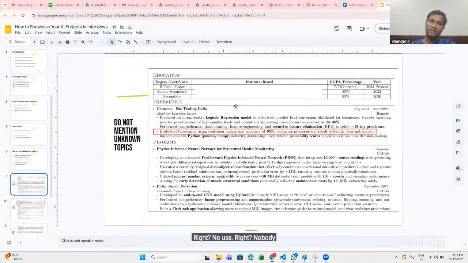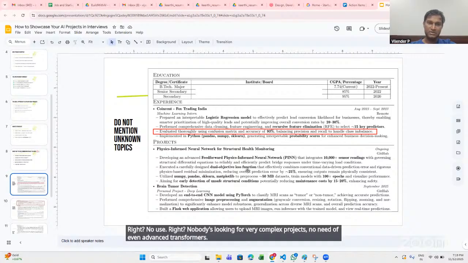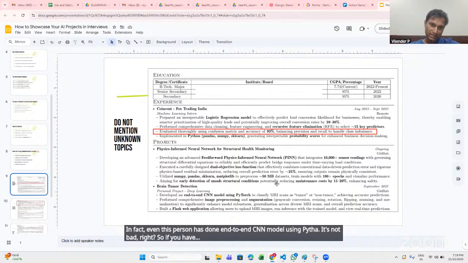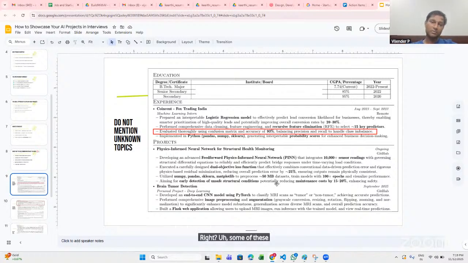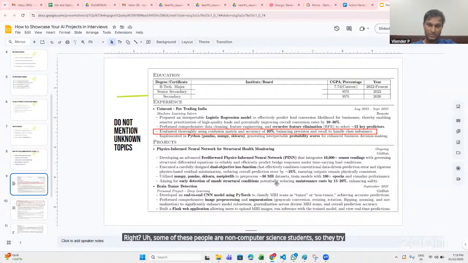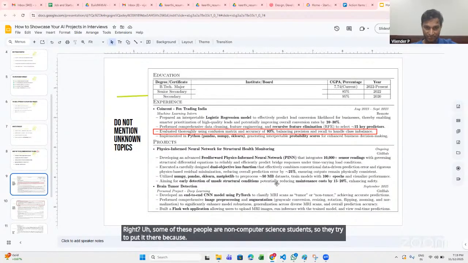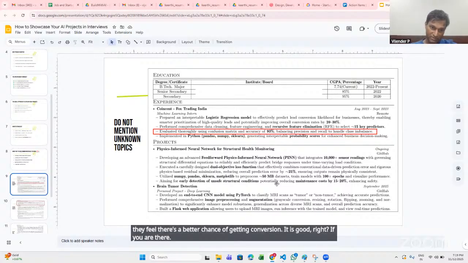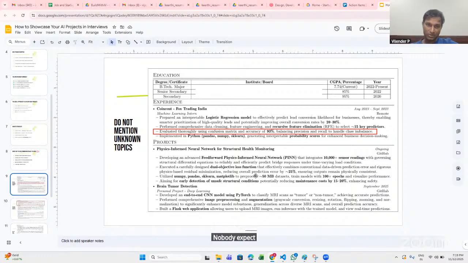Nobody is looking for very complex projects, no need of even advanced transformers. In fact, even this person has done an end-to-end CNN model using Python. It's not bad, right? If you have done it, put it in. Some of these people are non-computer science students, so they try to put it there because they feel there's a better chance of getting conversion. It is good, right? If you have that level of skills, put that in. But nobody expects a fresher, especially college students, to know advanced stuff. Simple concepts, simple machine learning models.